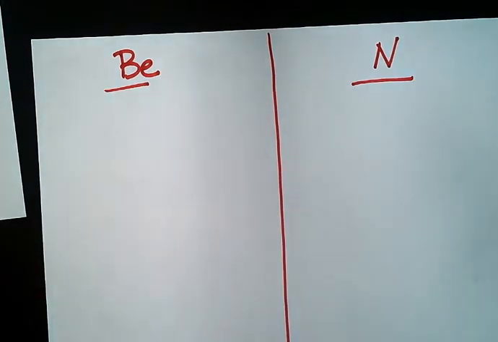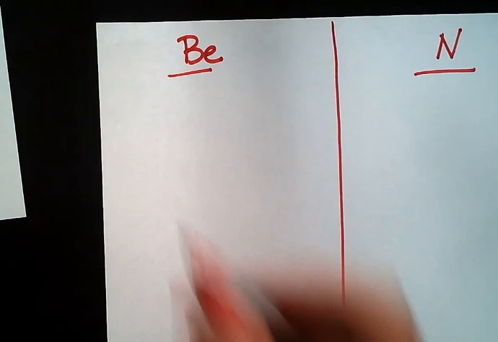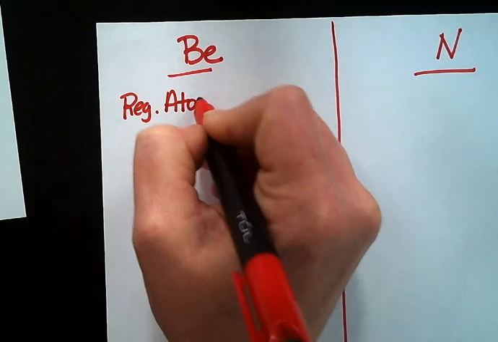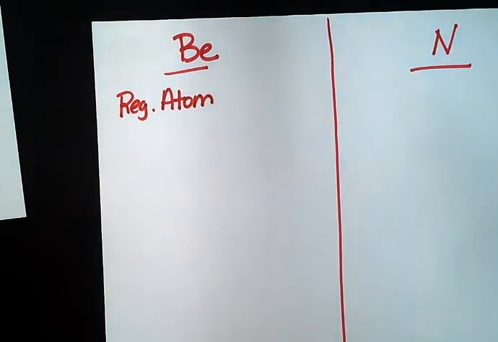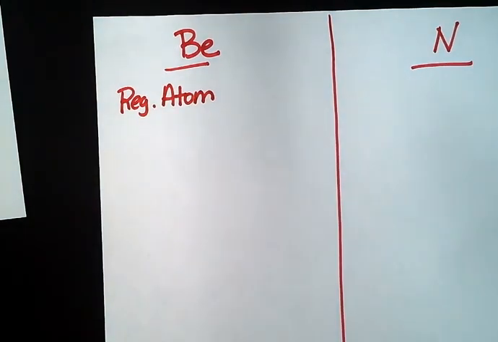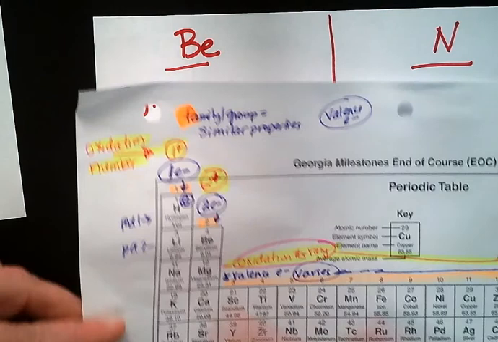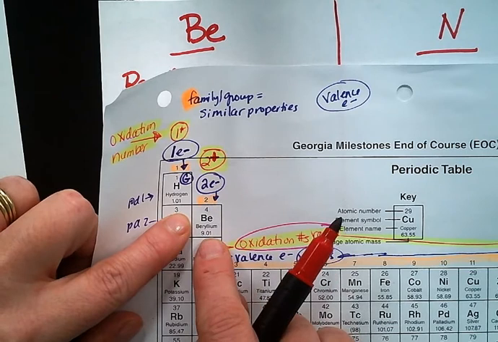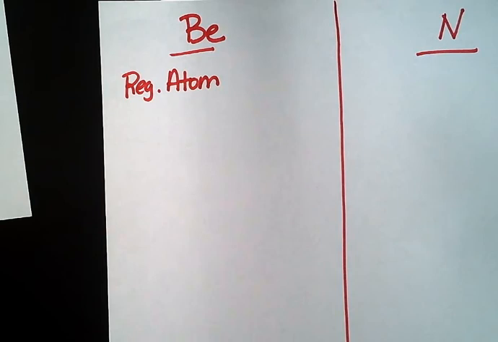On this one, I'm going to show the regular atom. My regular atom of beryllium, using my periodic table, I know that it has 4 protons, 4 electrons, and 5 neutrons. So I'm going to draw that out. You can use different colors if you want to. You can use notations if you want to, however you want to do it.